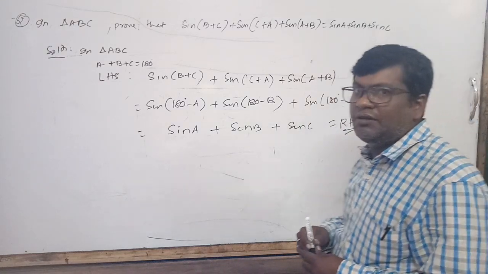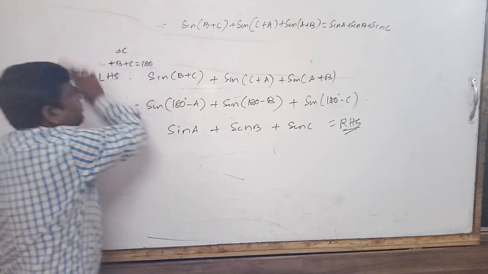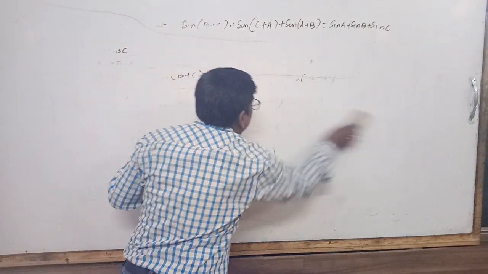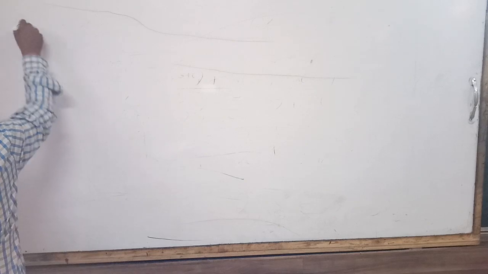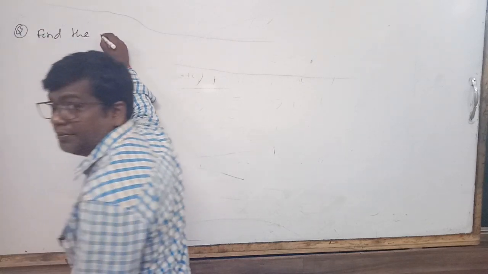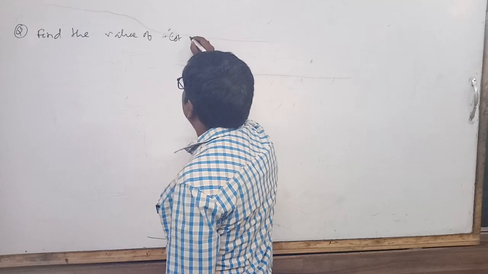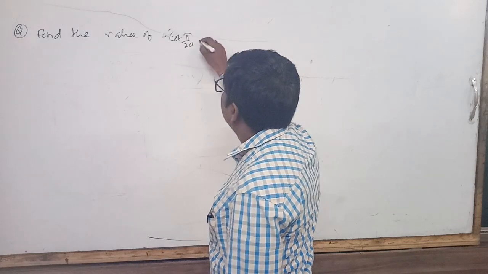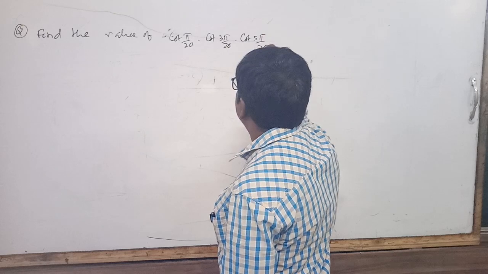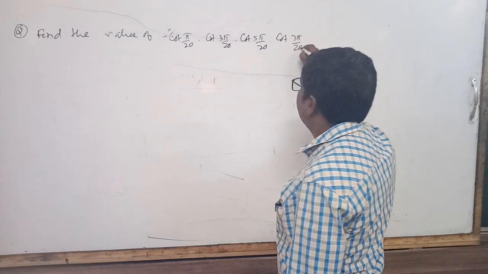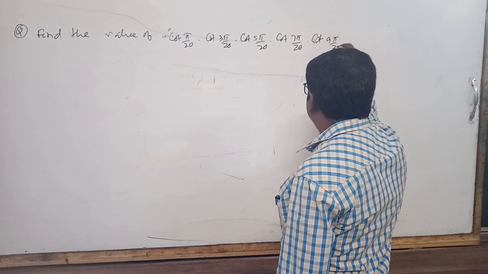Clear? Now another question. Find the value of cot(pi by 20) into cot(3 pi by 20) into cot(5 pi by 20) into cot(7 pi by 20) into cot(9 pi by 20). Find its value.